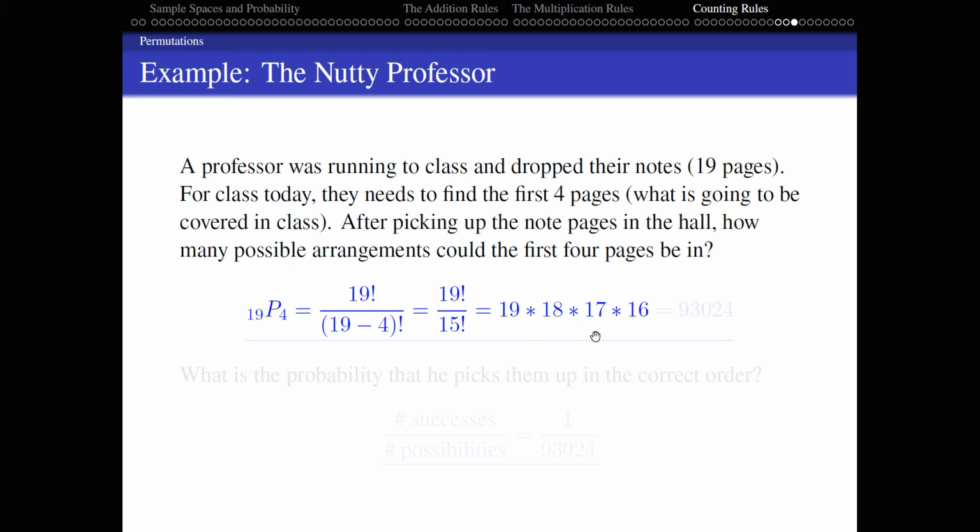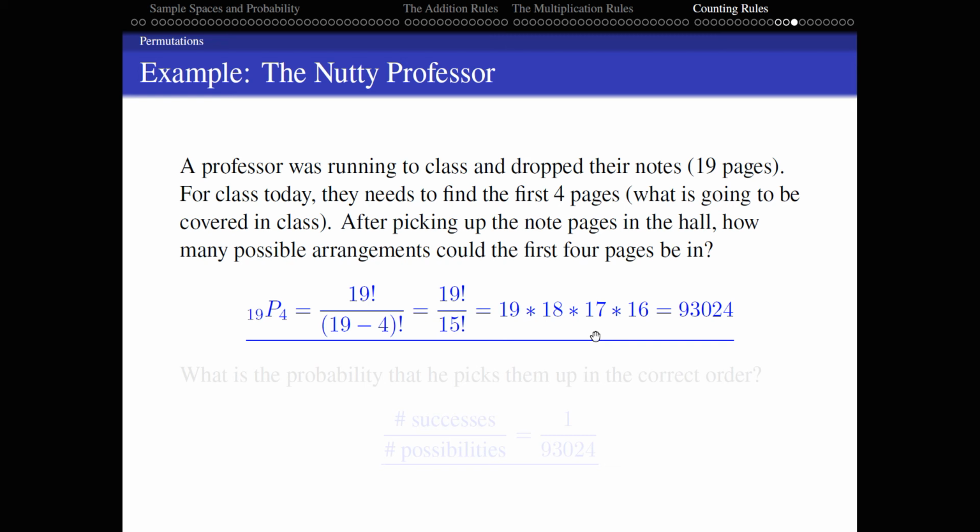19 times 18 times 17 times 16 is 93,024. There are about 93,000 different ways in which those first 4 pages can be picked up if order matters.